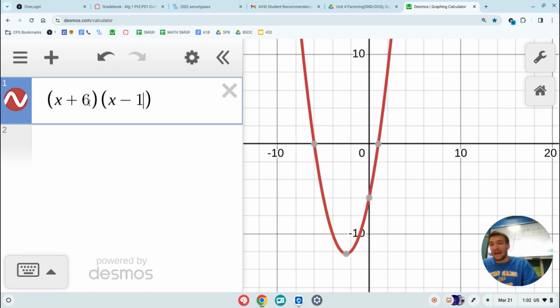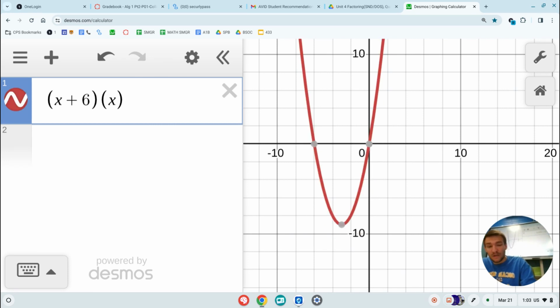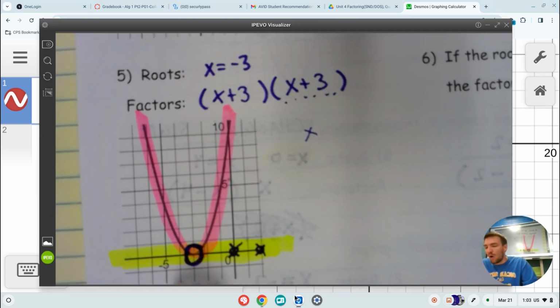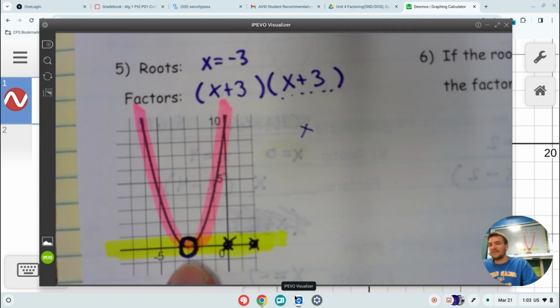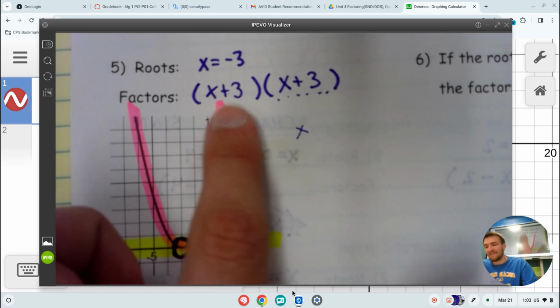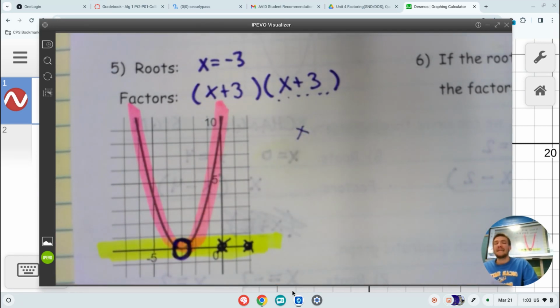If we have x plus 6, if I make it 2 6s, now it has that bounce right on the 6. Well, I should say -6 because it's opposites. And so if you only have the one x-intercept, but you're a U shape, you're guaranteed to have 2 factors. It's actually just the same one twice, which is kind of weird, but that's how it works.